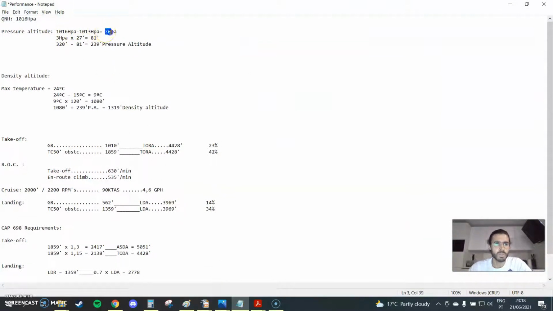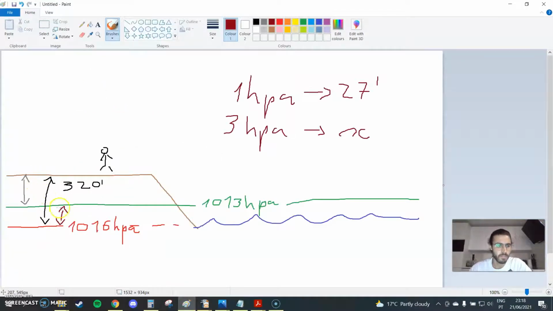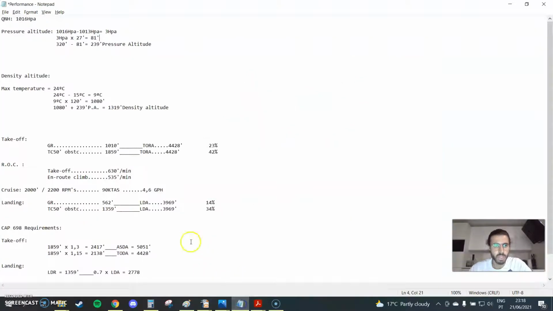So the difference was 3 hectopascals, okay? 3 hectopascals times 27 gives you 81. So this is 81. It's, sorry, where is paint? It's this difference here, it's 81. Now from 320 you take the 81 and you have this altitude. That is your pressure altitude, okay? And our pressure altitude is, at the end of the day, 239 feet.